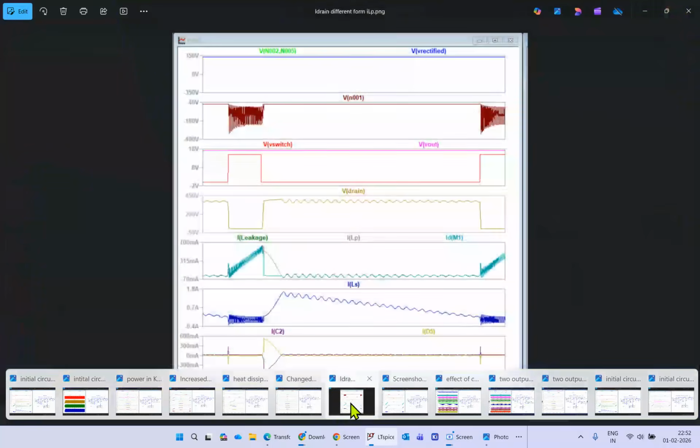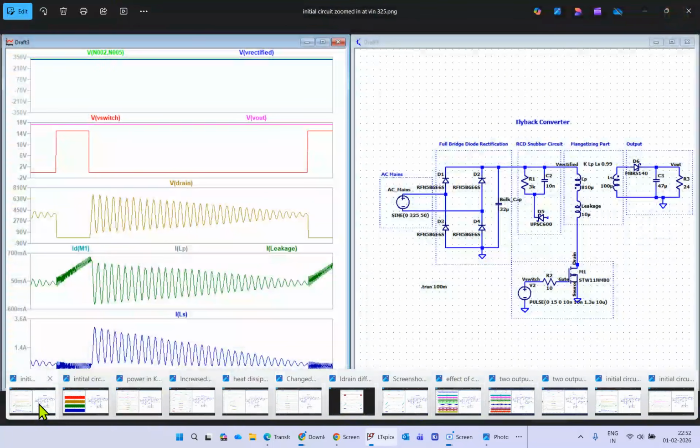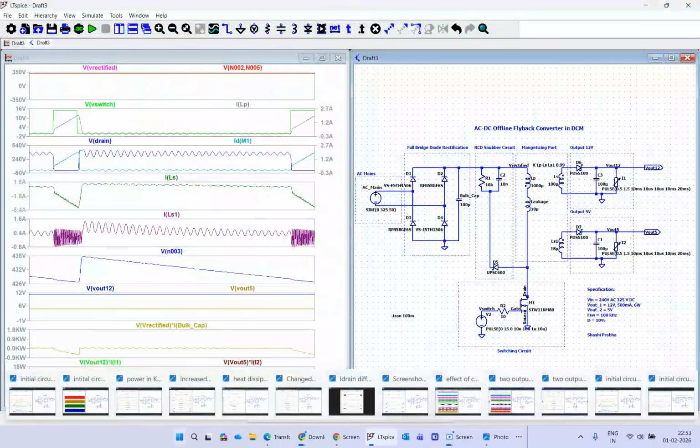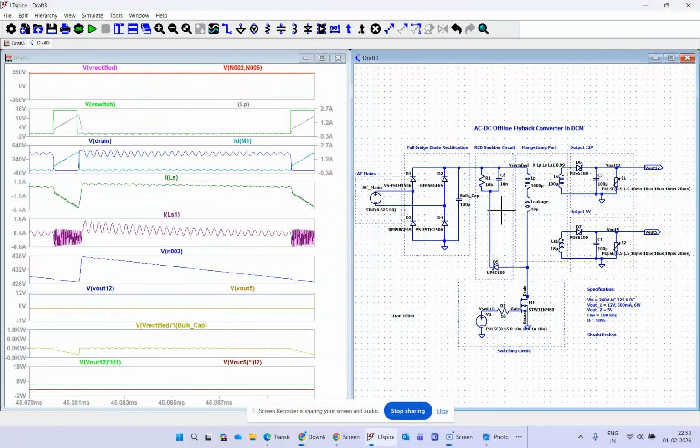And also, on the secondary, if you see my primary circuit, the secondary capacitor which I had used was 47 microfarad. Because of that, my output voltage was not smooth. Also, there were oscillations in the current, and the waveforms which I was getting on the secondary side were not smooth. So for that, I had changed the value of the secondary capacitor to 1200 microfarad. So yeah, this is the simulation.